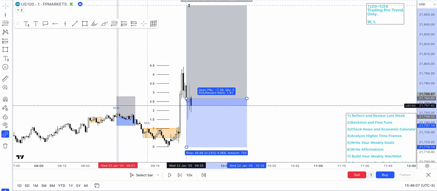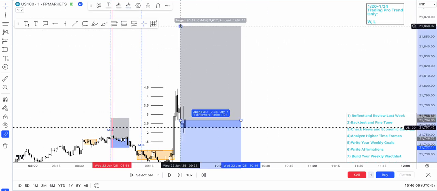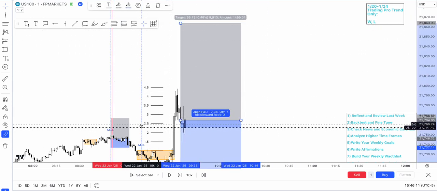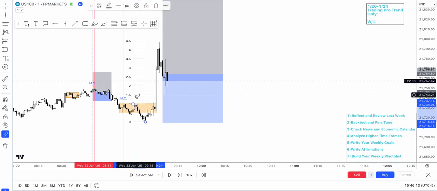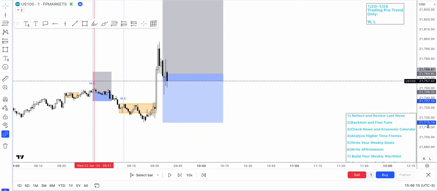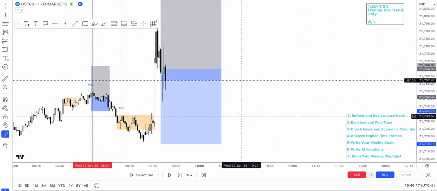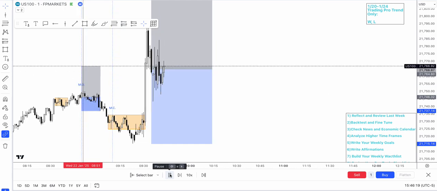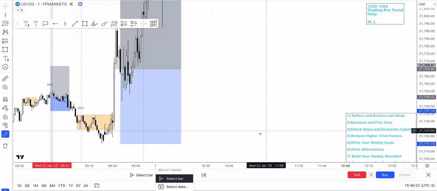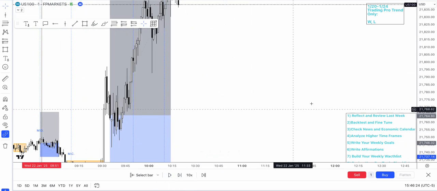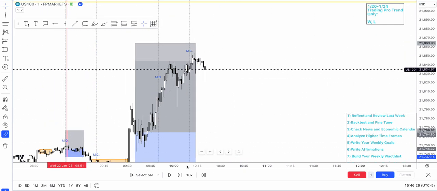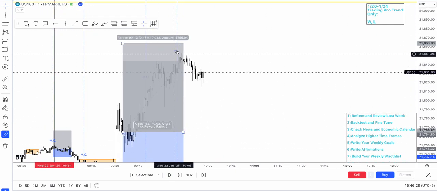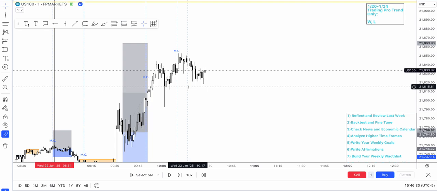It's not the best setup, so I'll just go for 2R here instead of using a fib expansion. Just let it play out. This is a little risky. I'd be iffy to take it in person, but this is technically valid, so I'll just let it play out and see what happens. Oops. So it looks like it's about to play out. Let me see if there's any trades in this time frame.